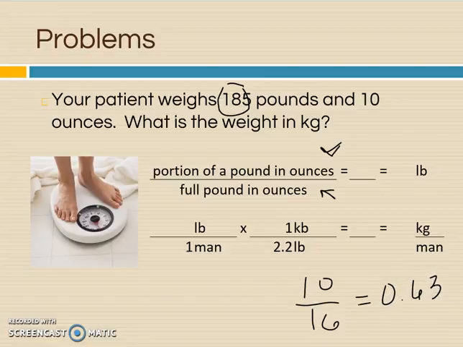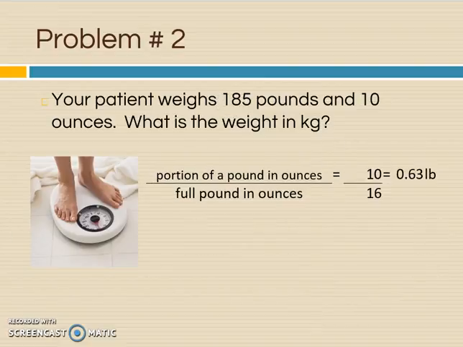And then the formula, you set it up. You want kilograms of man. You take your kilogram. 1 kilogram is 2.2 pounds. And however many pounds is the man, which is 185 pounds and 10 ounces, 185.63 pounds. So let's look at that. Of course, as I said, we already knew that.